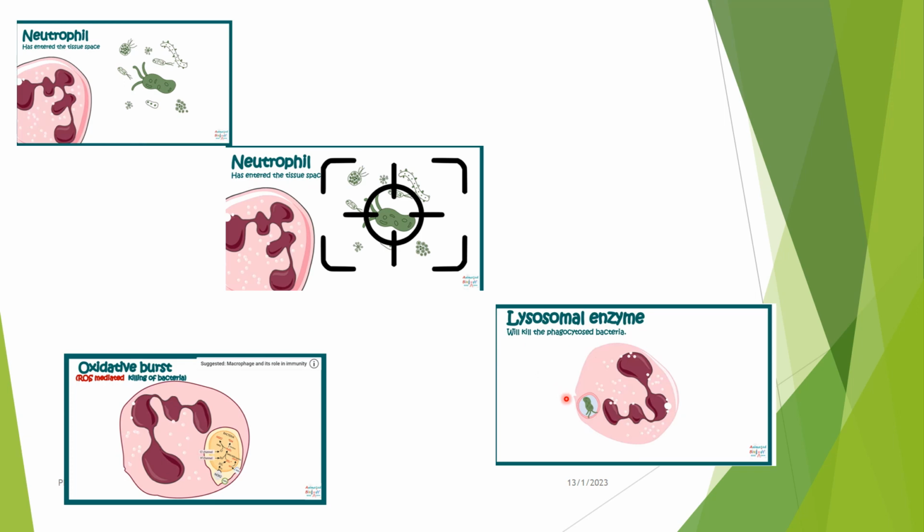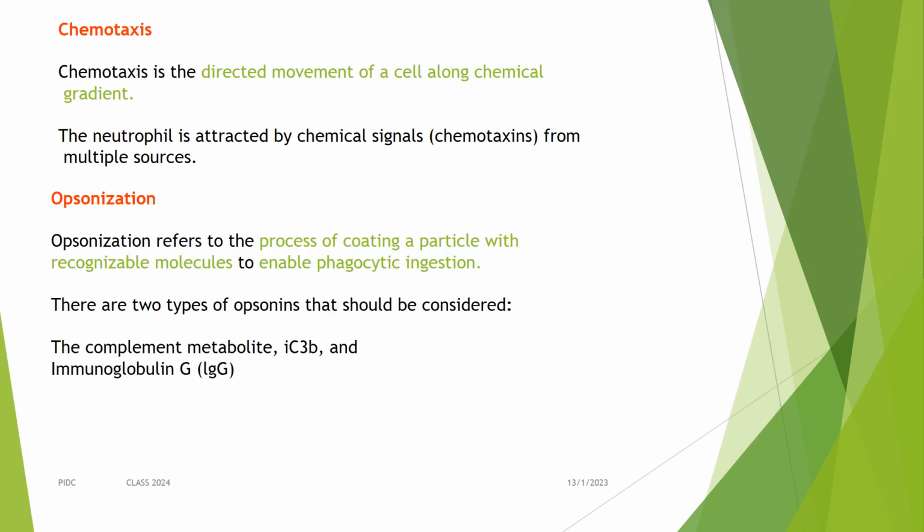How does it kill it? By engulfing the bacteria. This process is called phagocytosis. Once the bacteria has come inside, there is a mechanism of reactive oxygen species mediated killing of bacteria through destroying the cell membrane of the bacteria. This process is by means of oxidative burst. As I told you again, chemotaxis is the directed movement of a cell along a chemical gradient, and the neutrophil is attracted by the chemical signals sent from these bacteria.